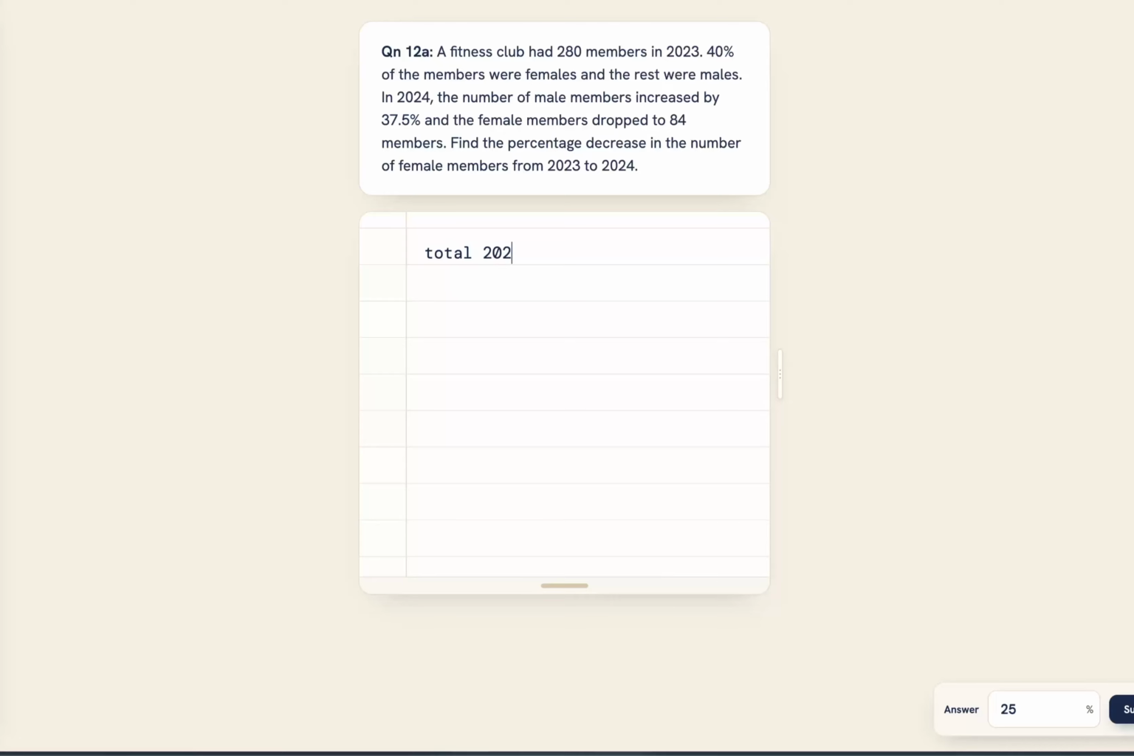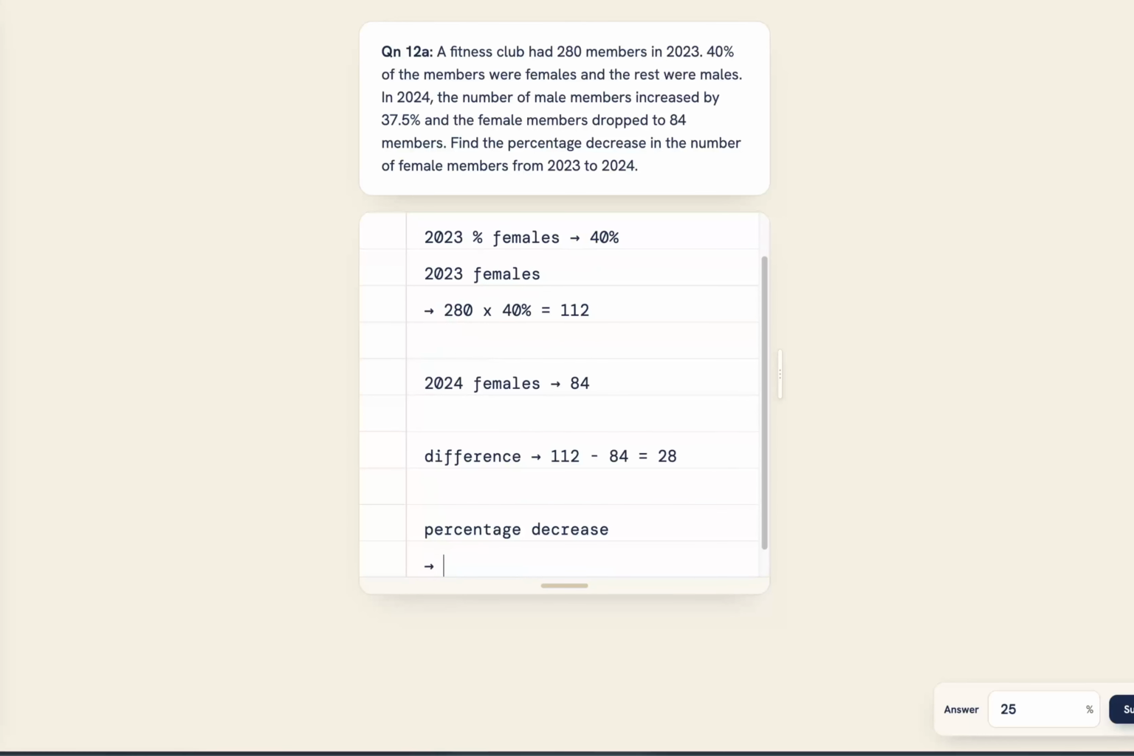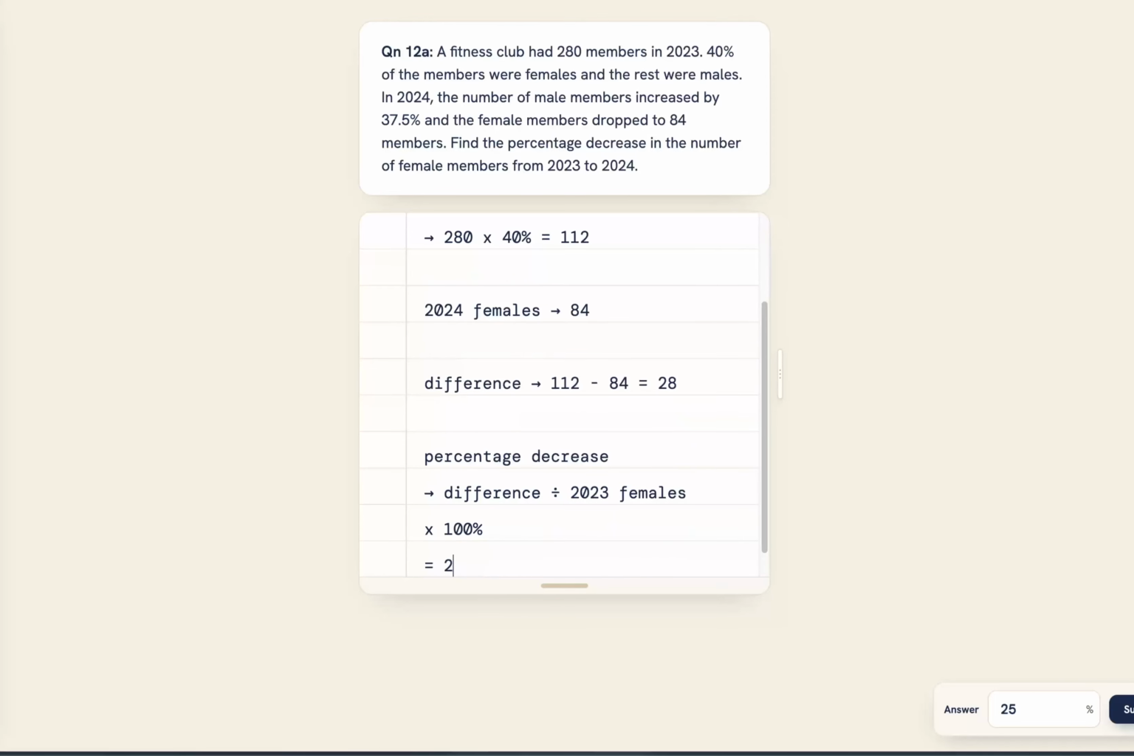So the total in 2023 is 280. Then the percentage of females is equal to 40%. So 2023 females will be equal to 280 times 40%. This will be equal to 112. So 2024 females equal to 84. So the difference would then be 112 minus 84, and this will be equal to 28. So the percentage decrease is basically the difference divided by 2023 females times 100%. The difference is 28, divided by 2023 females, which is 112, times 100%, and this will be equal to 25%.